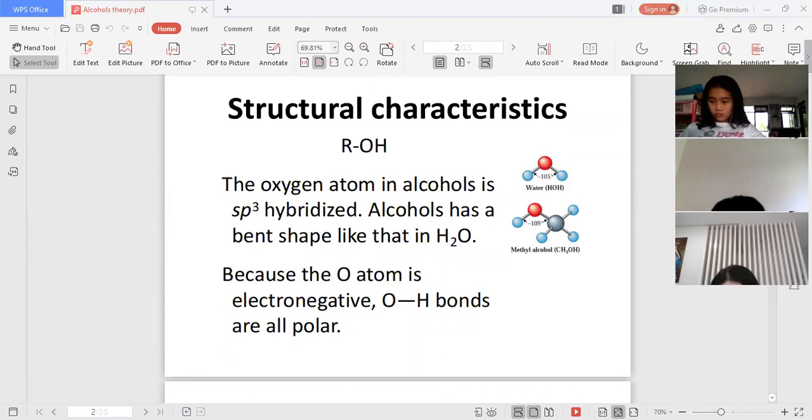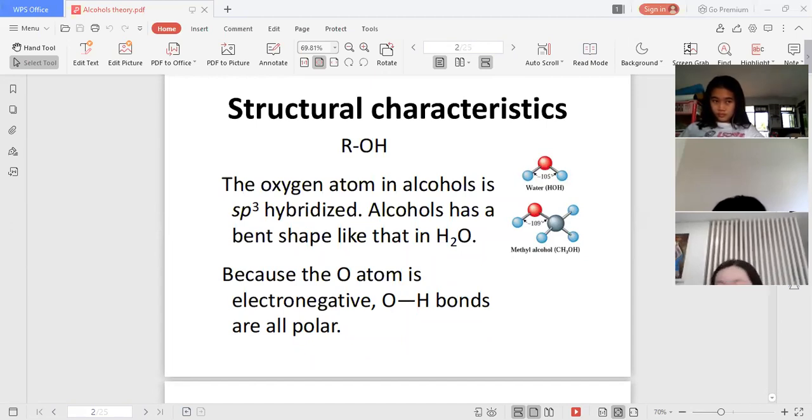Hydrogen and oxygen is the characteristic of the alcohol functional group. It is called hydroxyl. Oxygen in alcohol is sp3 hybridized. Alcohol has a bent shape like H2O. So this is the molecular shape and the hybridization.